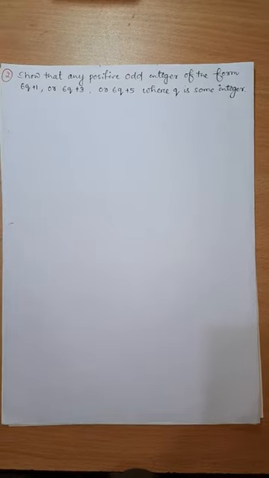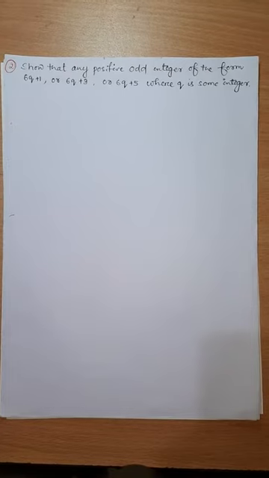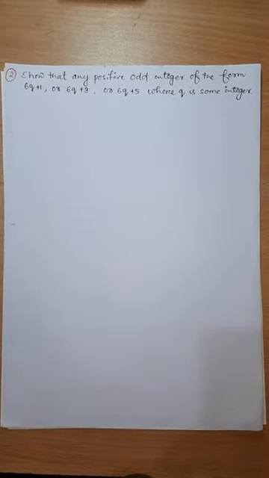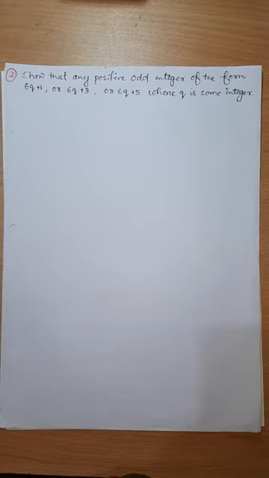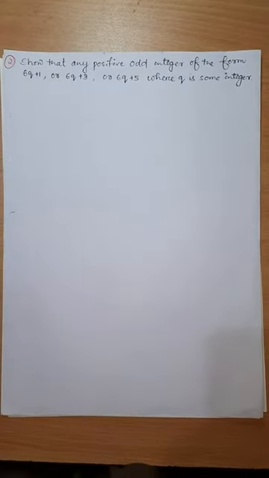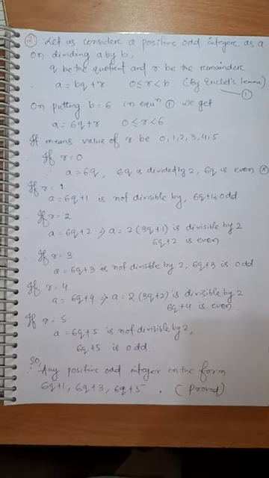By solving this question we will easily understand how a positive odd integer could be in the form of 6q plus 1, 6q plus 3 and 6q plus 5, which is unknown right now. That we are going to discuss with the solution. So let's start this solution.